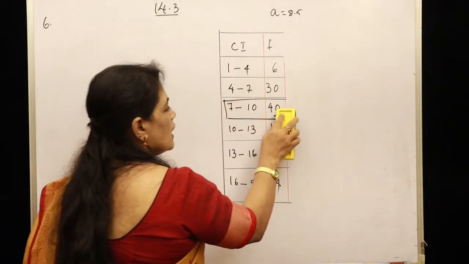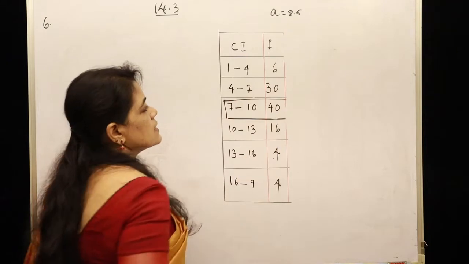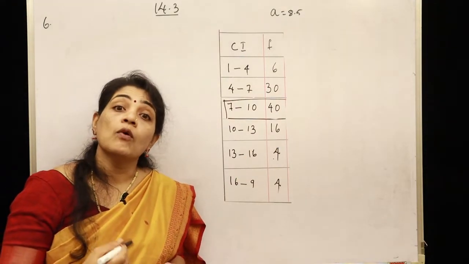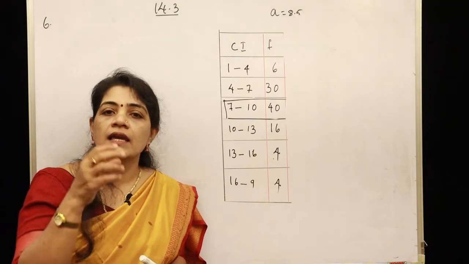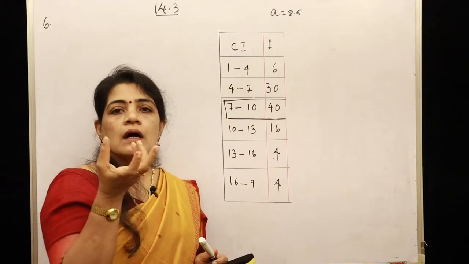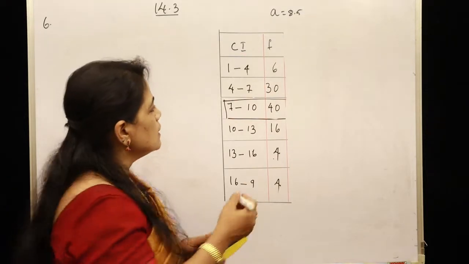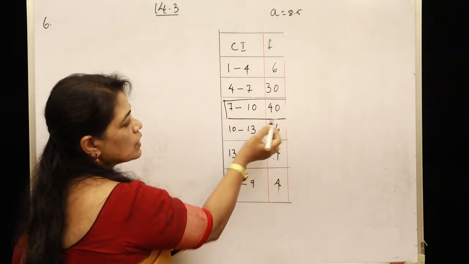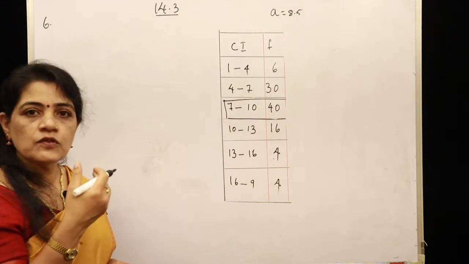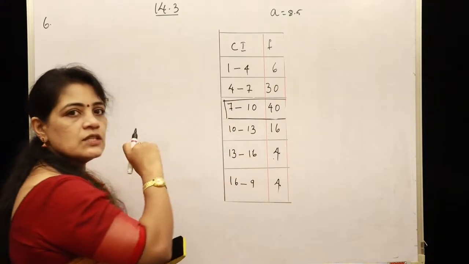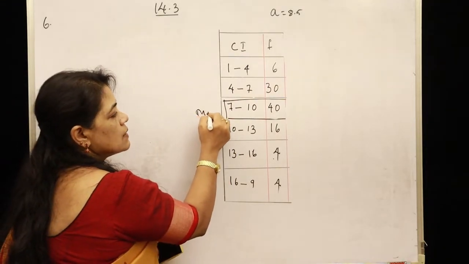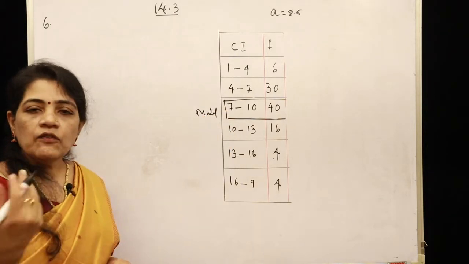We have located the median class, and for calculating mode we have to locate the modal class. That means the highest frequency and the class interval corresponding to that will be the modal class. Here from the frequency distribution, 40 is the maximum frequency. So the class corresponding to 40 is 7 to 10. So the mode lies in between that. So this is the modal class.